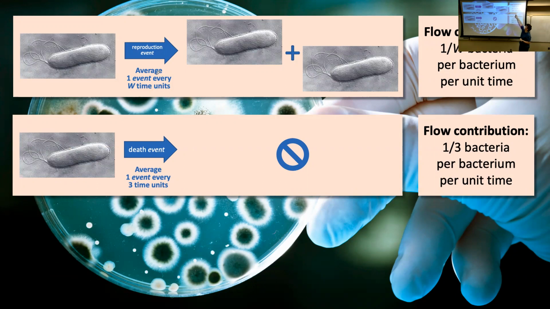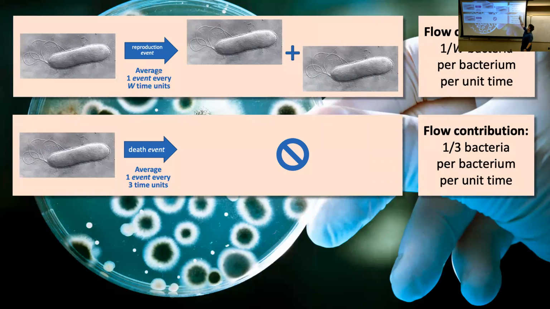So this is a contribution. This is a derivative. This is how much the rate of change of bacteria is changing due to births. And it's 1 over W. So 1 bacteria per W unit time. Now you can say, well, bacteria also die. Well, in that case, 1 bacteria is sitting around on average every 3 time units and then disappears. So there's an outflow where every bacteria contributes to the outflow 1 bacteria per 3 units of time.